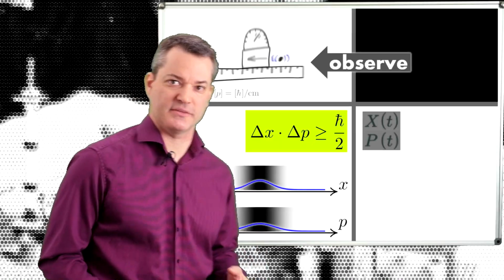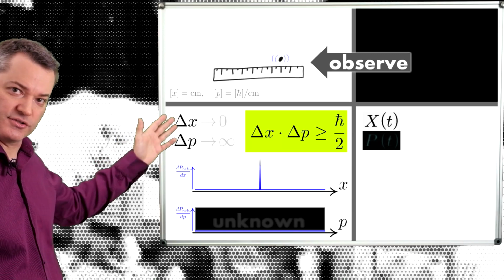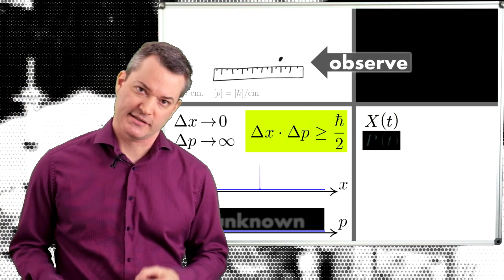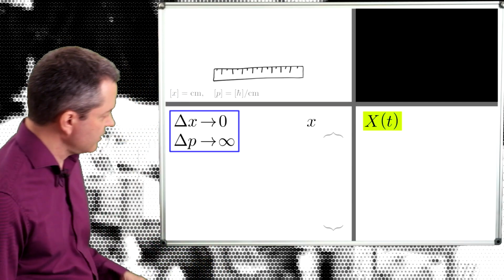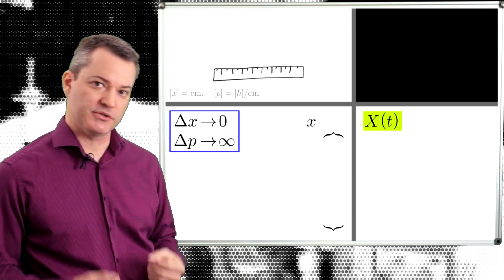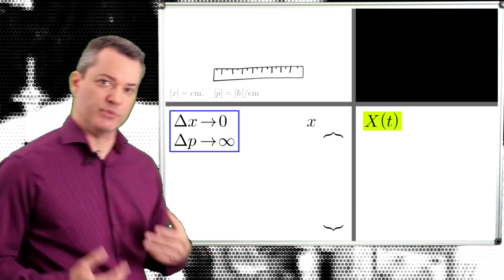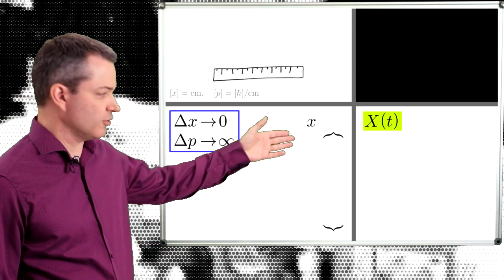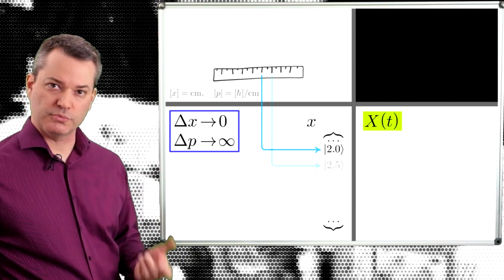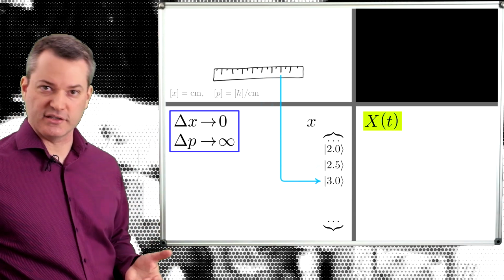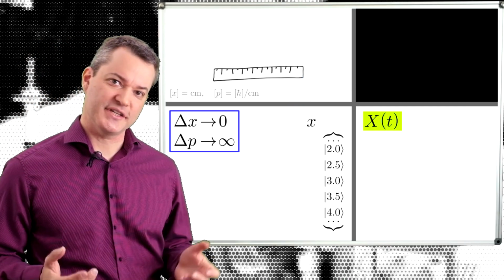Let's choose to measure the position x precisely, letting its uncertainty delta x go to 0. Here's how quantum mechanics tells us how to represent our knowledge. First, we need to list all the possible distinguishable results we can get for the chosen observables. In our case, we list all possible positions x. x can be 2 centimeters or 2.5 centimeters or 3 centimeters or 3.5 centimeters and so on.